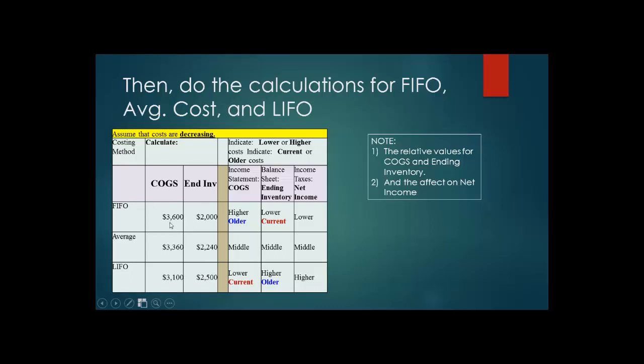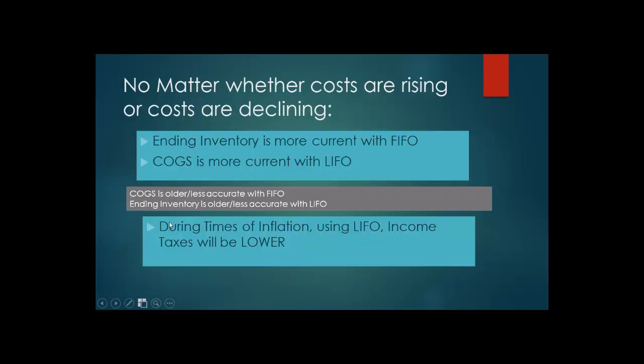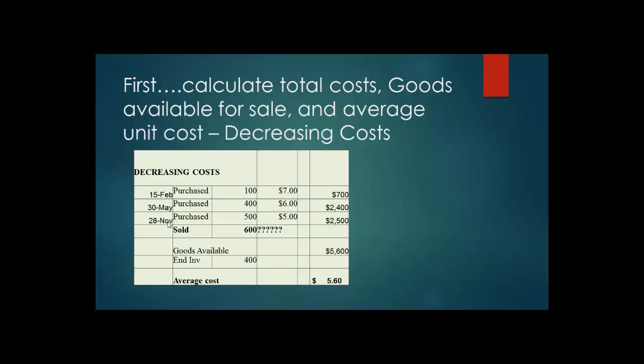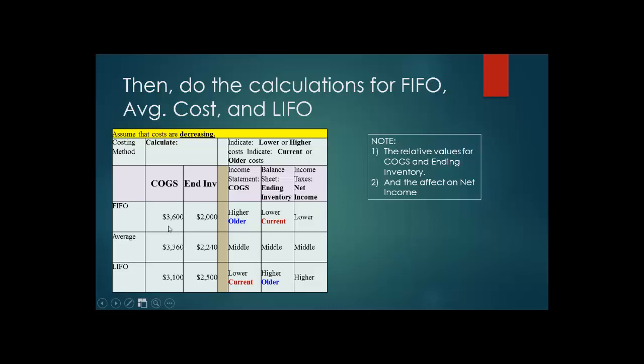Now let's go back and do FIFO. First in, first out. So we're going to use the older cost first, which in times of deflation, when costs are going down, the older cost is going to be the higher cost. So when costs are going down, if you use FIFO, cost of goods sold will be higher. When costs are going down using LIFO, cost of goods sold will be lower.